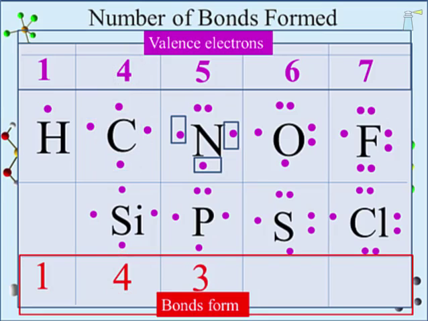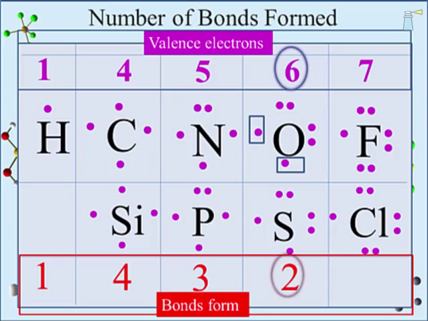It can form 3 covalent bonds. 5 valence electrons plus 3 bonds is a count of 8, a full octet. Oxygen has 6 valence electrons, and 2 are unpaired. It can form 2 covalent bonds. Adding its 6 valence electrons to the 2 bonds gives a count of 8.